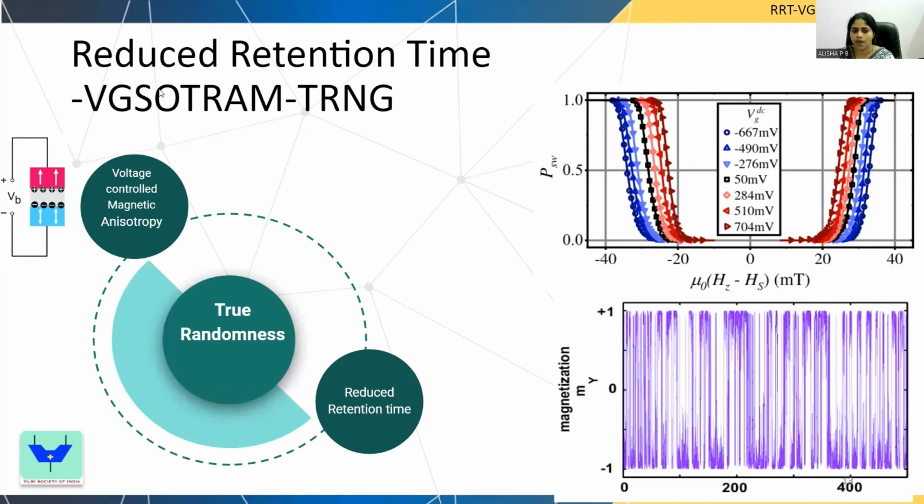The VGSOT is an advanced form of SOT-RAM. Here we are adding a particular voltage to the MTJ cell. So by adding the voltage to the MTJ, here we can see the switching probability of the MTJ. So drastic switching occurs. Here the telegraphic switching profile of the MTJ is shown in this figure.